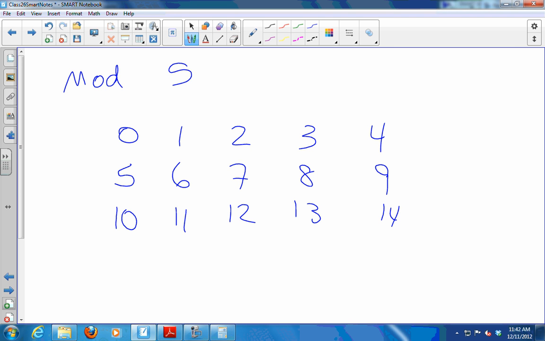So all of our moduluses thus far have been like 12 for the months, 7 for the days of the week, 26 for the letters of the alphabet. But you can do it without having anything that corresponds to it, just numbers.